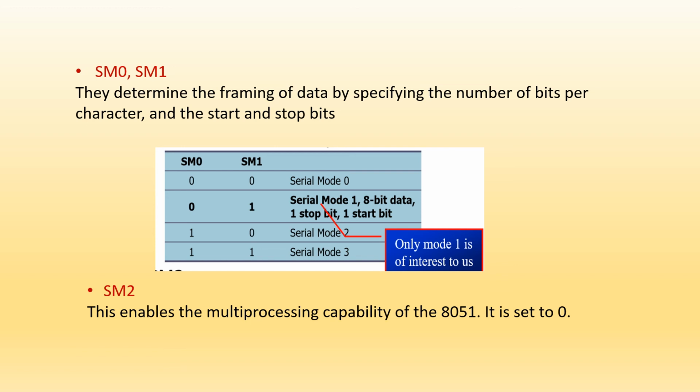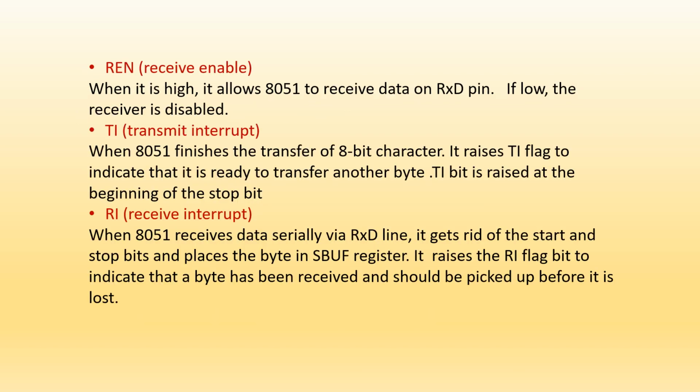The same thing is shown here: SM0, SM1 to set the different modes. Usually we use SM0, SM1 equal to 0, 1, that is mode 1. Only mode 1 is of interest for us. SM2 is not used and it is set to 0. Next, receive enable: if high, the receiver is enabled; if low, the receiver is disabled. For normal transmit and receive operation, the REN bit is set high.